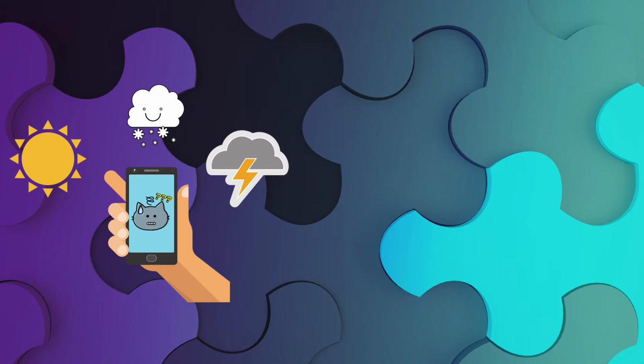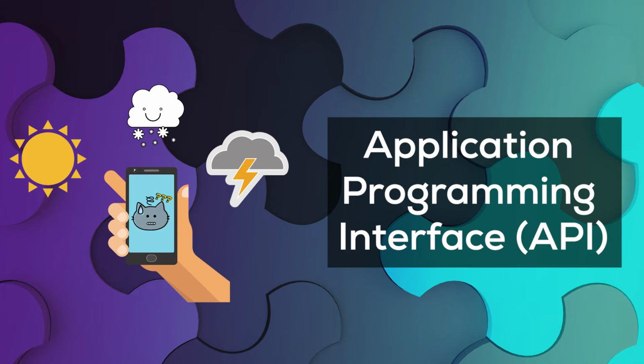Next, I needed to pull weather data into the app. How did I do that? Our phone just doesn't magically know what the weather is. We need to get that data from somewhere. Apps and websites typically get the data like this from something called an API, or Application Programming Interface.